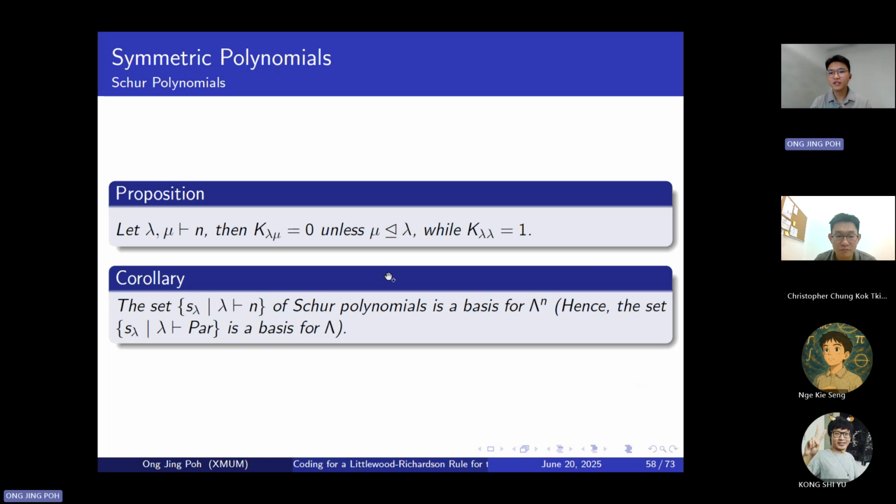Okay, next. This is a proposition and corollary stating that the set of Schur polynomials is a basis of lambda n. And I will skip the proof and present the next part, which is the Littlewood-Richardson rule.